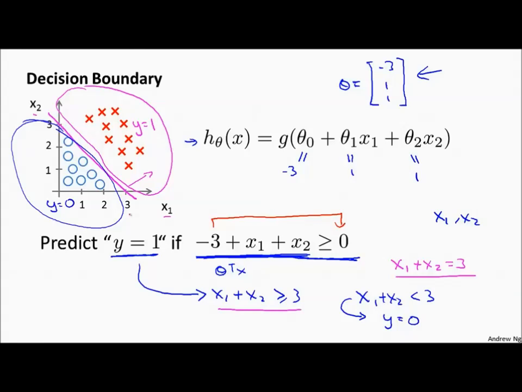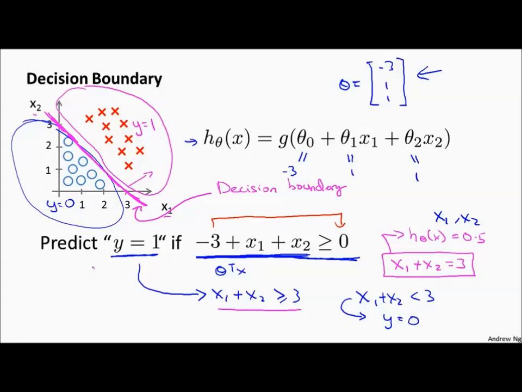It's really a half plane, but that region on the left is the region where our hypothesis will predict y equals 0. I want to give this magenta line that I drew a name. This line is called the decision boundary. And concretely, this straight line, x1 plus x2 equals 3, corresponds to the set of points where h of x is equal to 0.5 exactly. And the decision boundary, that is this straight line, is the line that separates the region where the hypothesis predicts y equals 1 from the region where the hypothesis predicts that y is equal to 0.